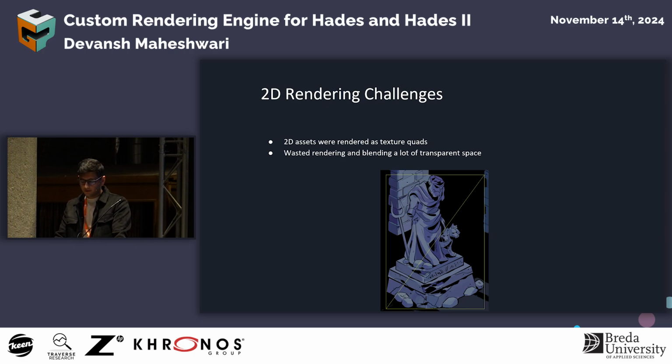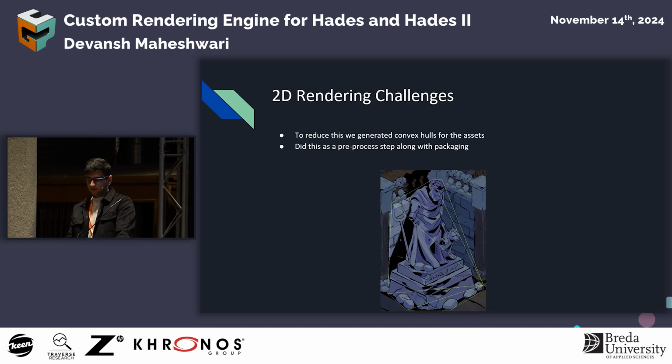Another thing that we noticed was that all our rendering was done with a texture quad geometry. This wasted a lot of rendering and blended a lot of transparencies. To fix this, at the time of packaging the atlases, we also generate convex hull geometry for all of our assets that can support this. So this generally gets us about 30–40% improvement in our pixel bandwidth usage.